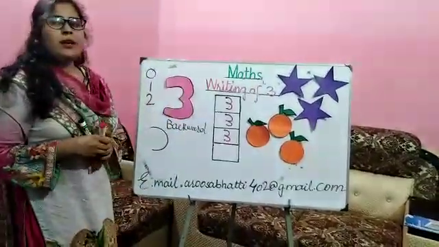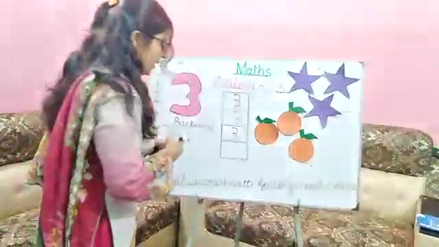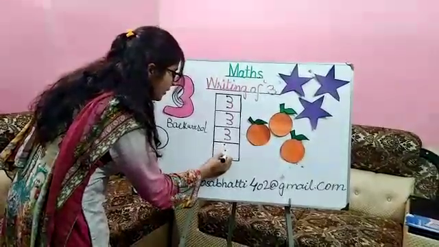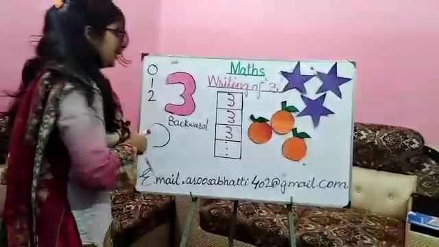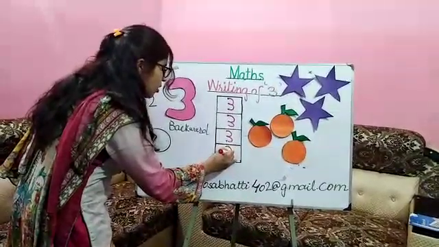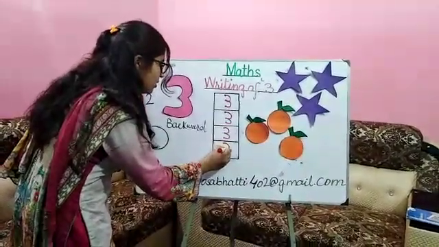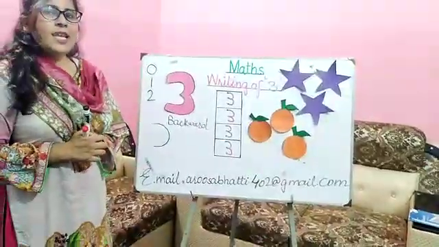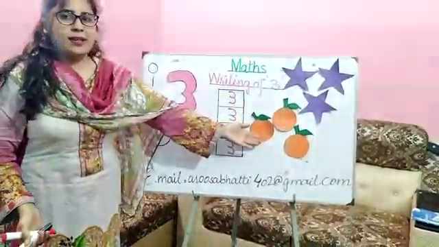This is number 3. Once again, place 3 dots vertically. Start at the top dot, curve to the second dot and curve to the last dot. This is number 3. Okay students, tell me, how many oranges are there?